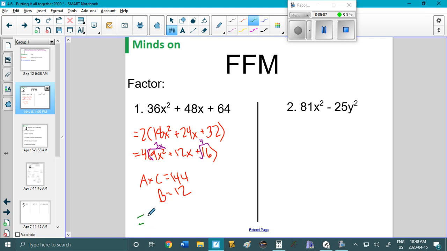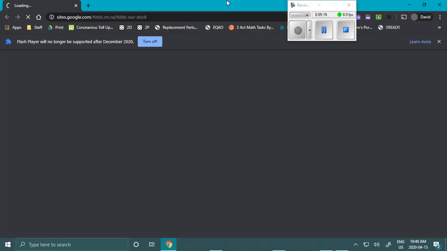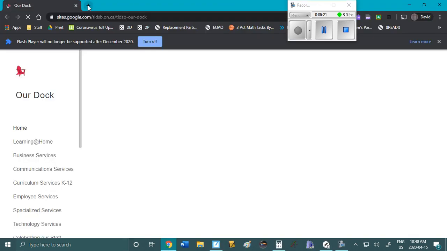So this is just going to be 4 bracket 9x squared plus 12x plus 16. Now, if you decided to treat this as a perfect squared trinomial, you would have had 4 bracket 3x plus 4 bracket 3x plus 4.